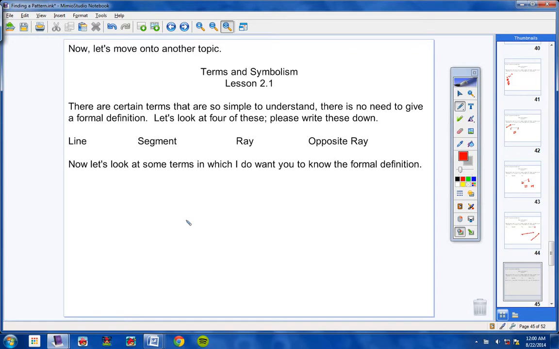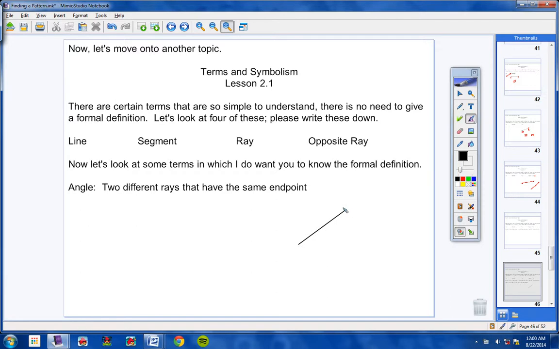Now let's look at some terms in which I do want you to know the formal definition. So you do need to know these. Take really good notes on these, and you will be responsible for these on tests and quizzes. Definition of an angle. An angle is two different rays that have the same endpoint. Let me say that again. Two different rays that have the same endpoint. So in other words, we have a ray going this direction and a ray going this direction. Go ahead and write this in your notes, please. And this is called an angle. Now, I really want to give you a bunch of notes on this, so please write this down. It is very important that you see everything I'm going to tell you right now.